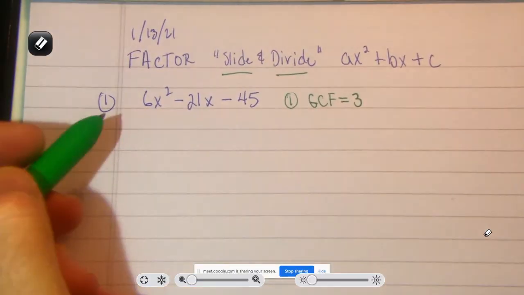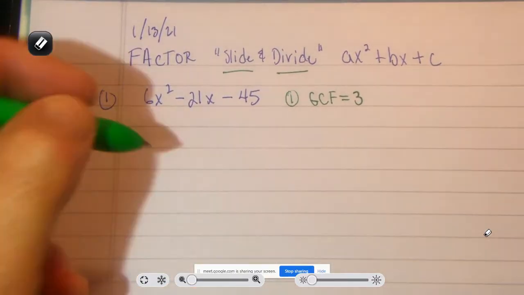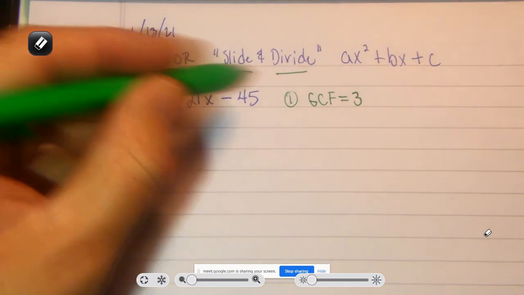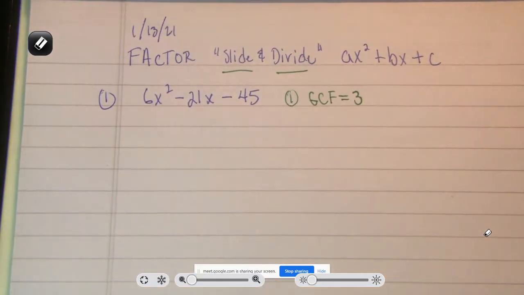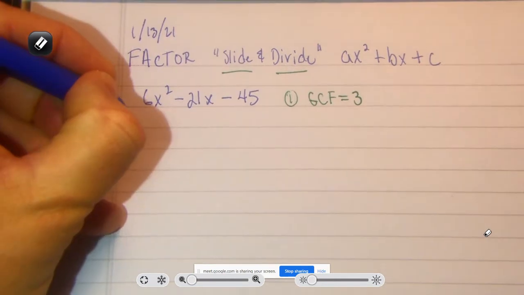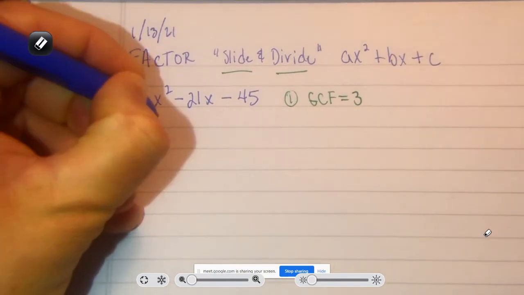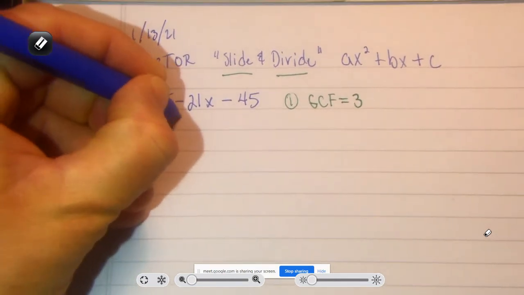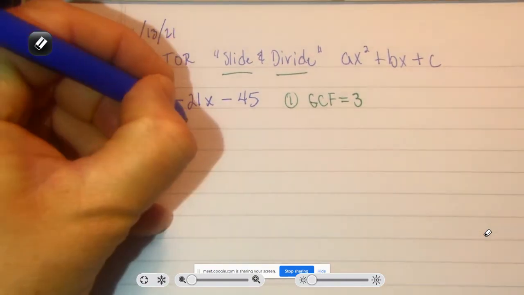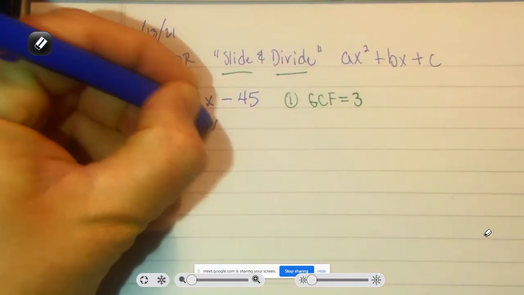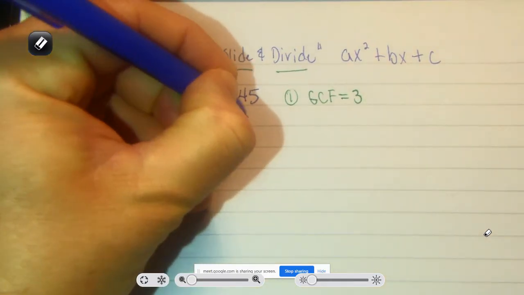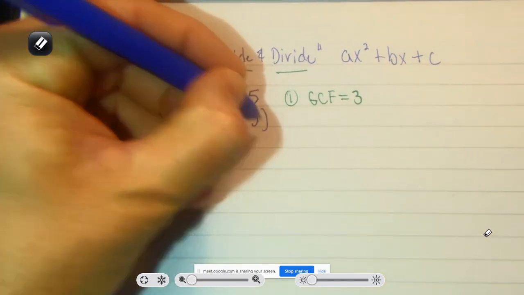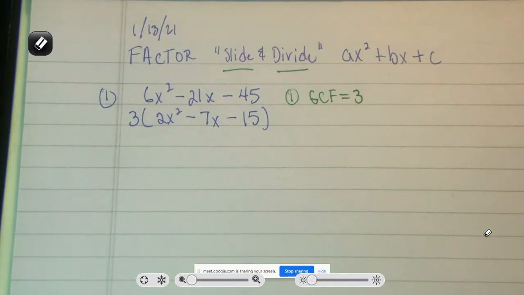But I don't have a variable portion of the greatest common factor. X squared, x, and no variable. Okay, so that being the case, my GCF is 3. So my first step is to factor that out. And it'll be 2x squared, because 2 times 3 is 6, minus 7x, because 7 times 3 is 21, minus 15. It's extremely important to factor out the GCF first.